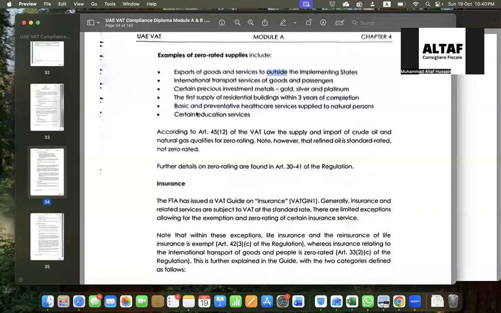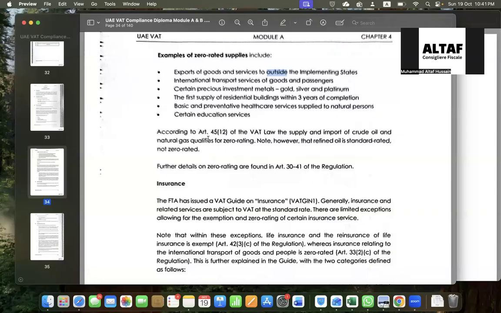And then what else? Basic and preventative healthcare services supplied to natural persons. Basic and preventative healthcare services to natural persons, again, it is zero rated. We need to remember that we're talking about essential services, basic and preventative, not cosmetic or other type of services. Certain educational services. Now, again, we will look at that also.